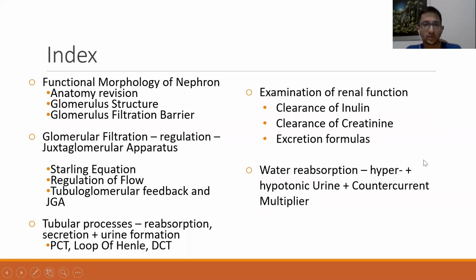We have the functional morphology of the nephron, the glomerular filtration, its regulation, the juxtaglomerular apparatus, the tubular processes of reabsorption, secretion, urine formation, examination of renal function, which is really important in a clinical setting, and water reabsorption. And there's this, I would say, rather interesting, slightly difficult topic called the countercurrent multiplier. I hope to make that all just in slightly simpler terms for you guys.